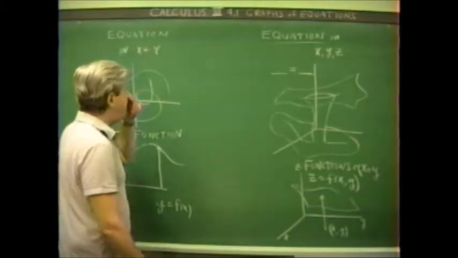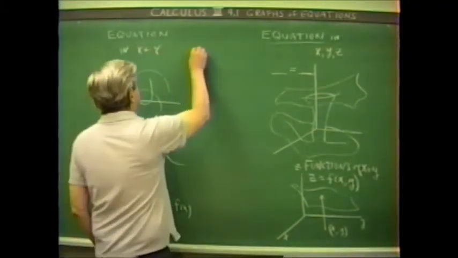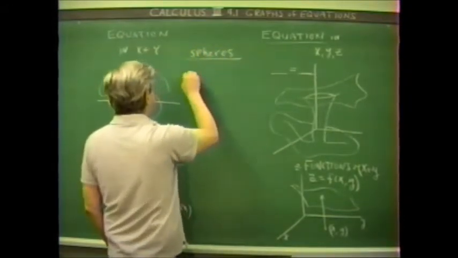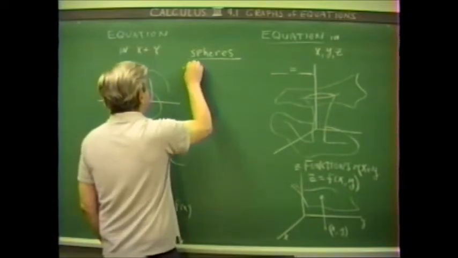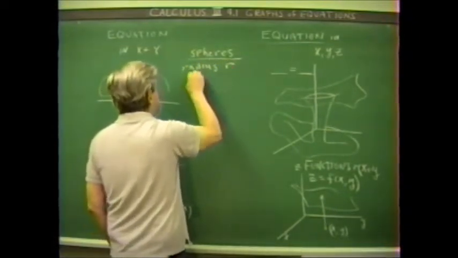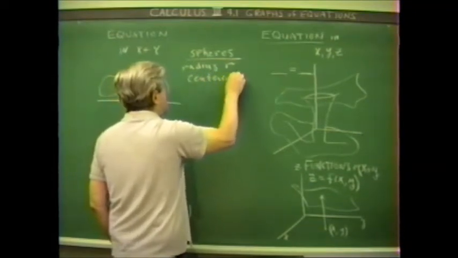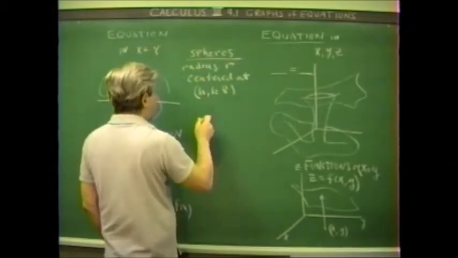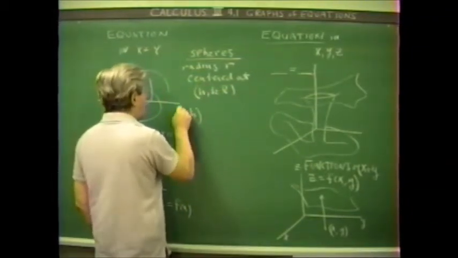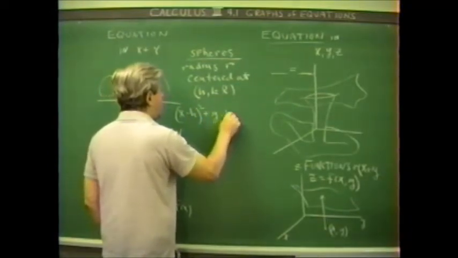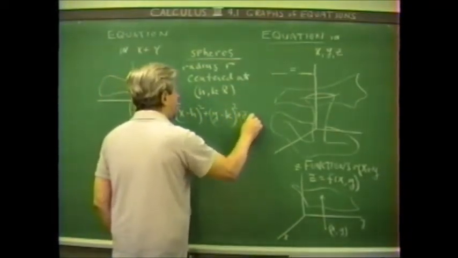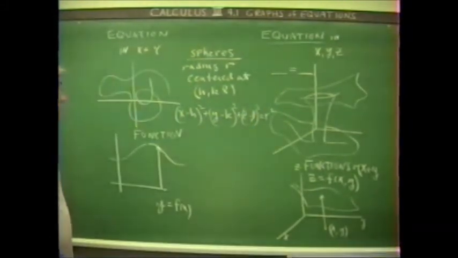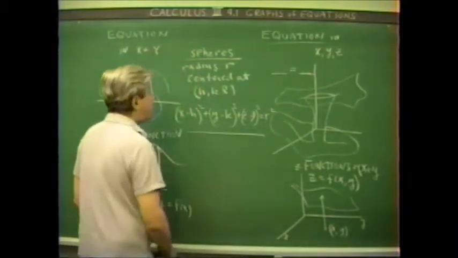Now, several of these surfaces we've already looked at, in particular spheres. The sphere of radius r, centered at h, k, l, let's say. As for its equation, x minus h squared plus y minus k squared plus z minus l squared is equal to r squared. So that's one type of surface that we've looked at.